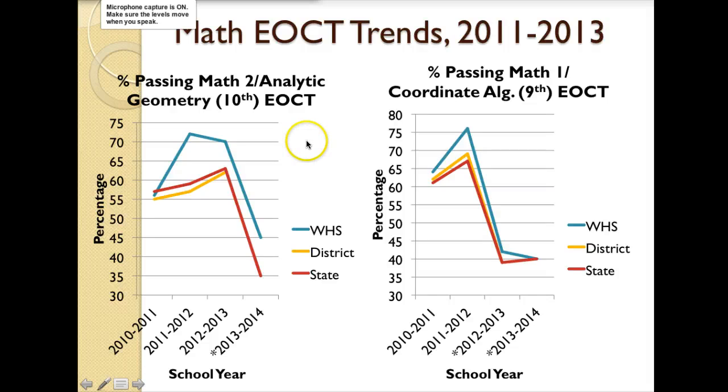All right, so when we look at math, we see here just bottoming out, bottoming out. But what you will notice here with this star is that in these years where we had a plummet, this is when we moved from our GPS test to our CCGPS test. So we moved from Math 2 to Analytic Geometry and from Math 1 to Coordinate Algebra.